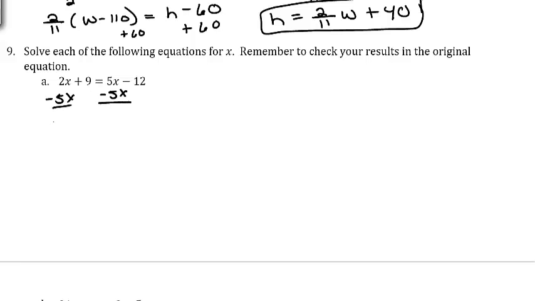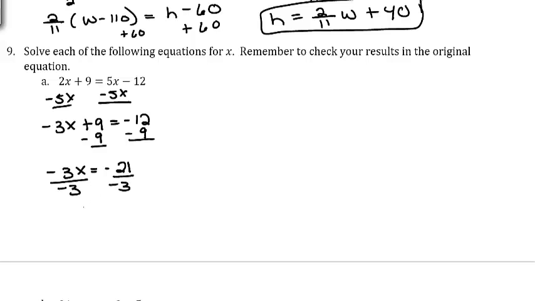And 2x minus 5x is negative 3x, and then we have plus 9 equals negative 12. And now we're going to get all the plain old numbers on the right, so that means I have to subtract 9 from both sides. That gives me negative 3x equals negative 21. And lastly, we divide by negative 3. And that gives me x is equal to 7.